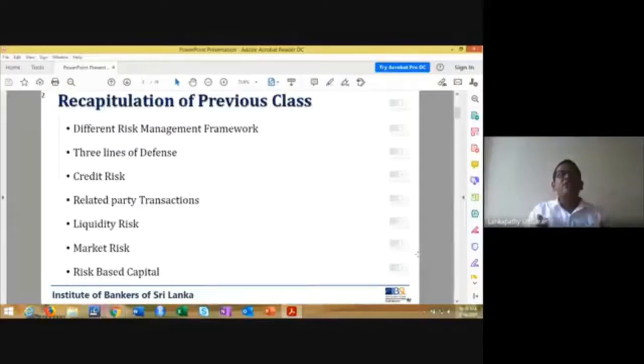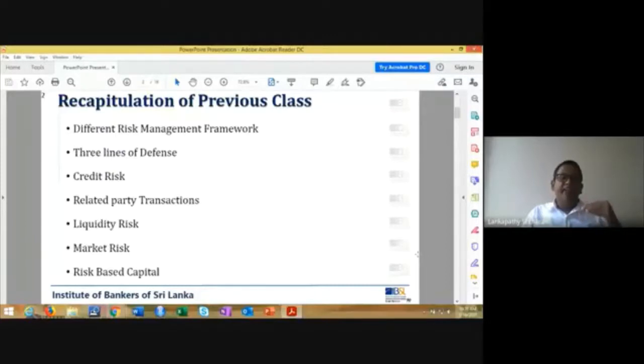In addition to these 3 lines of defense, we have studied something about the credit risk, and under the credit risk, we have divided the credit risk into 2, concentration risk and default risk, and then we moved to the related party transaction. And then we defined who is the related party and any consequences that could arise from the related party transaction. Then after that we studied about the liquidity risk, and then we moved to the market.